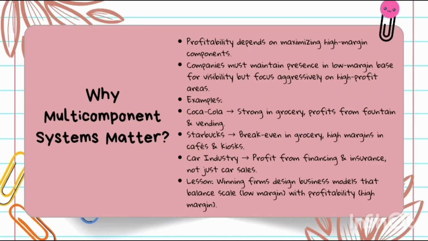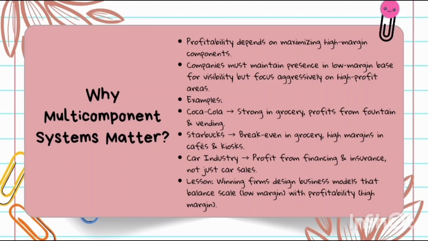So the profitability in most industries depends on how well a company maximizes its high margin components. The base or low margin side is still important. It keeps the brand visible and ensures scale, but the real focus has to be on the profit components. Take Coca-Cola for example. It sells heavily through grocery stores to maintain presence, but most of its profits come from fountain sales and vending machines.